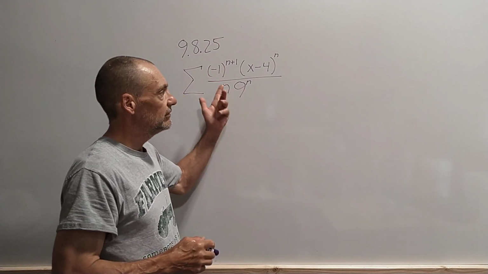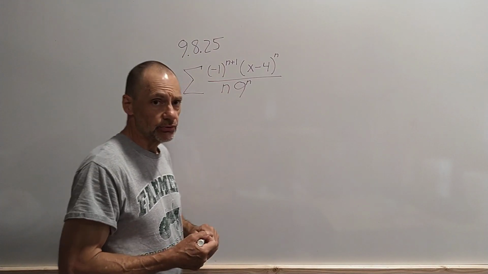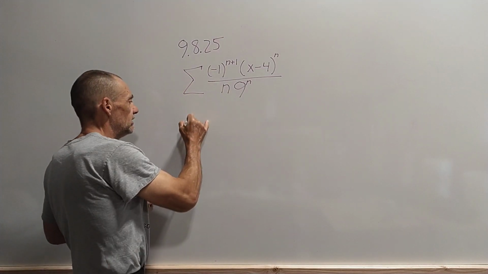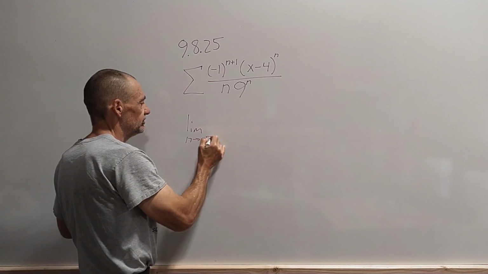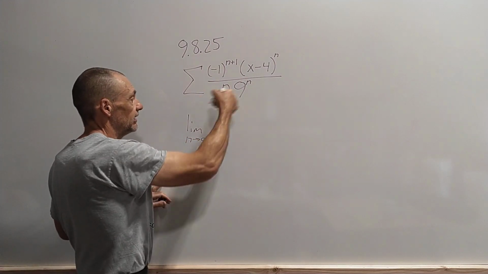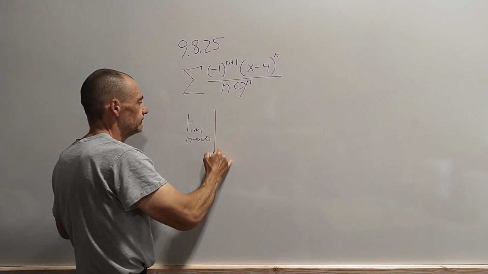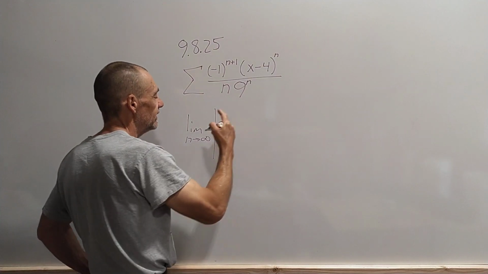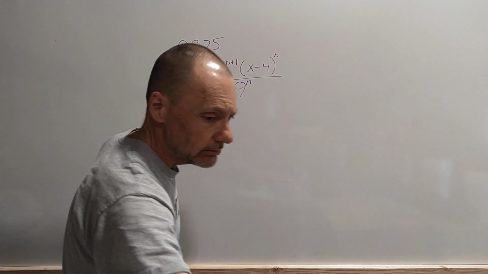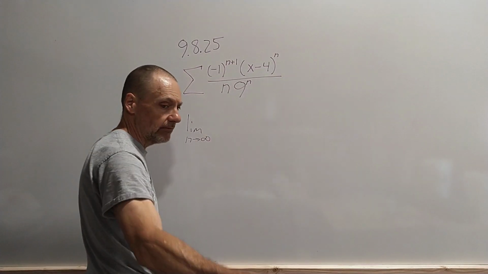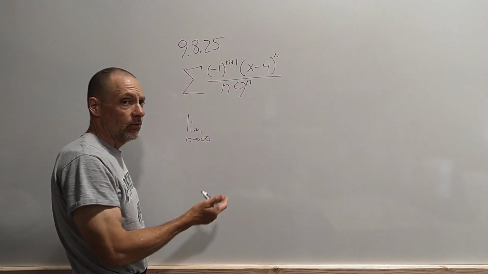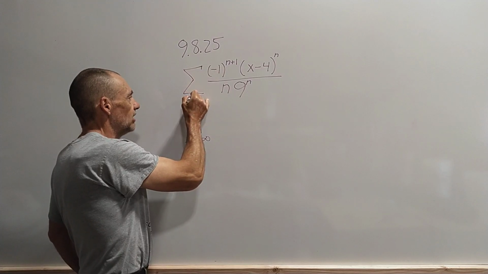So again, it's a ratio. I'm going to use the ratio test, yes? So I need a limit as n approaches infinity of the absolute value of this thing, yes? Now, when I take the absolute value, okay, what's it going to do? Let's look at this real quick. Remember, n starts at 1, so n is always positive.